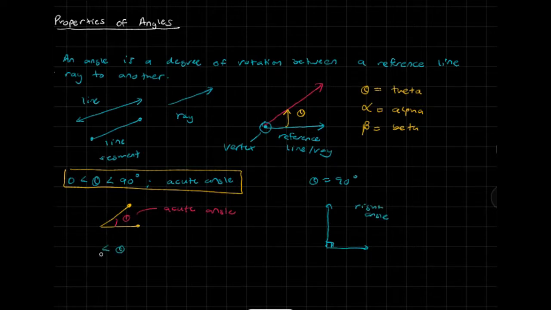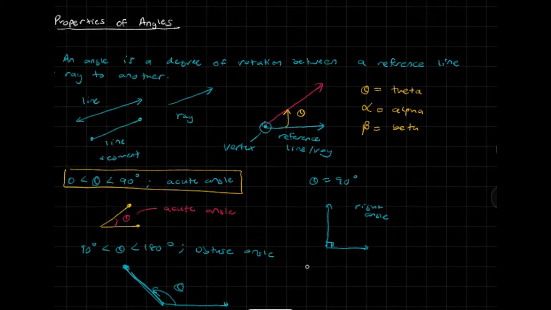Now if theta is greater than 90 degrees, but less than 180 degrees, this is what we call an obtuse angle. Okay, so here's an example of an obtuse angle. You kind of want to construct these angles using a ruler. So here's an obtuse angle, right?